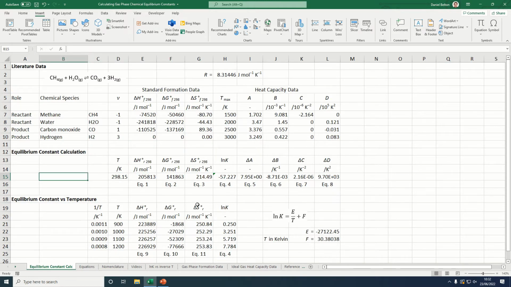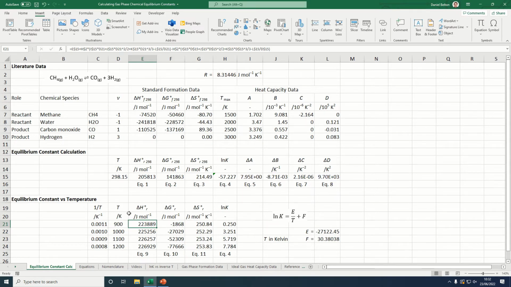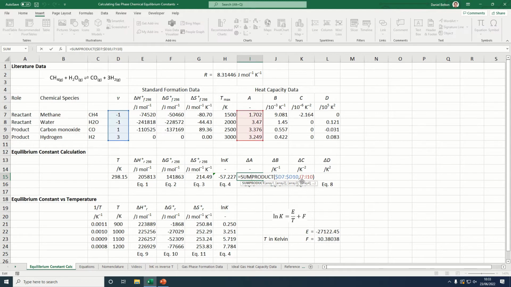Okay, but what about temperature dependence then? Well, I've selected a number of temperatures that I want to calculate log K at, and what we need to do is an integration where we are using the change in the values for the heat capacity equation for the reaction, and we're using the standard value at 298.15. So these delta values are again the sum product of the stoichiometric coefficients and then the values for the heat capacity equation. So it's minus 1 times 1.702 for the methane, then minus 1 times 3.74, and we just keep doing that and add them all up, and that's what that function in Excel is doing for us.